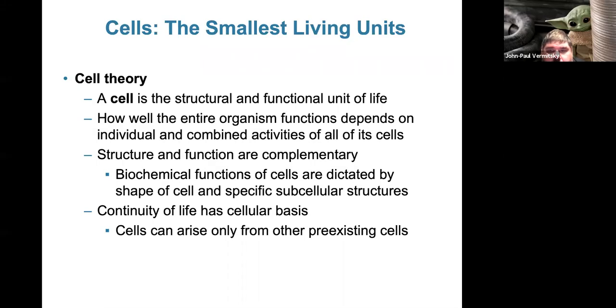Okay, so chapter 3 is going to go over cells. Cells are the smallest living units, and we have what's referred to as a cell theory. A cell is the structural and functional unit of life, and the human body is going to be made up of over 200 different cell types. How well the entire organism functions depends on the individual and combined activities of all of its cells.